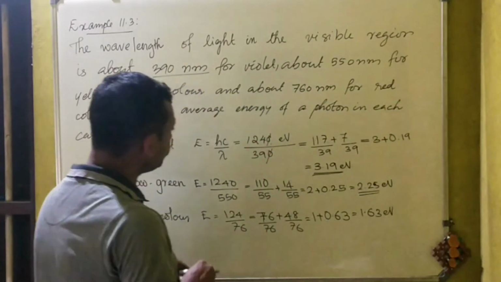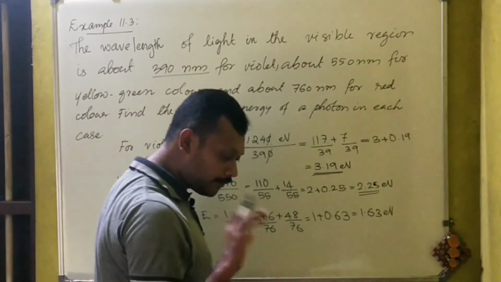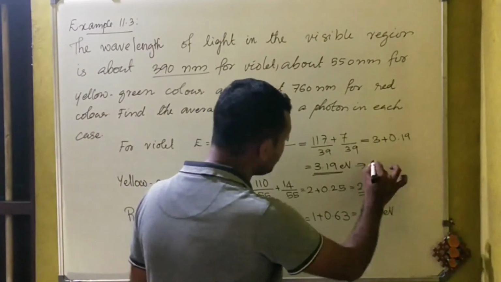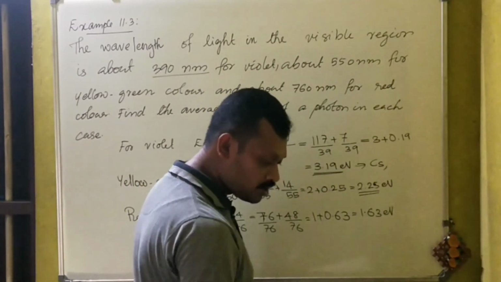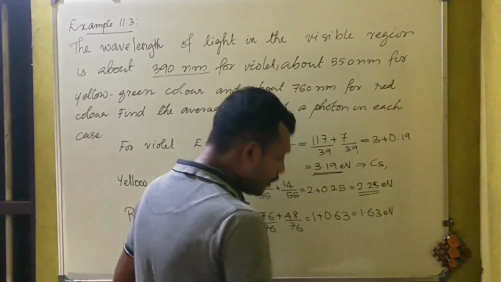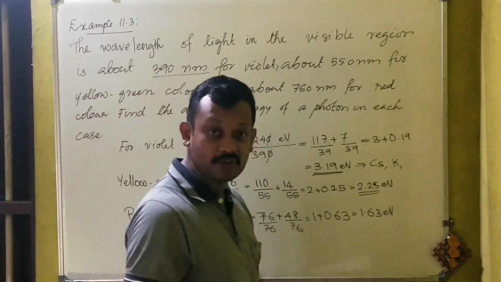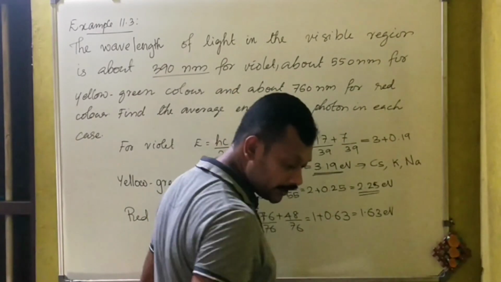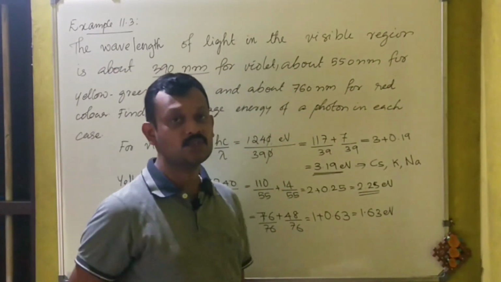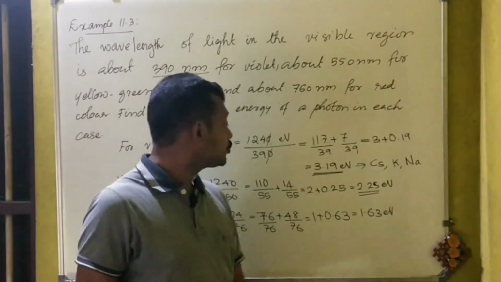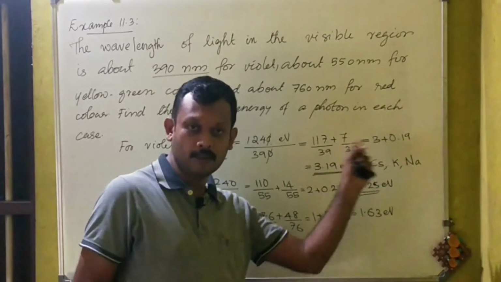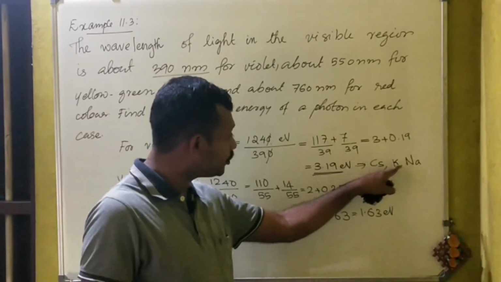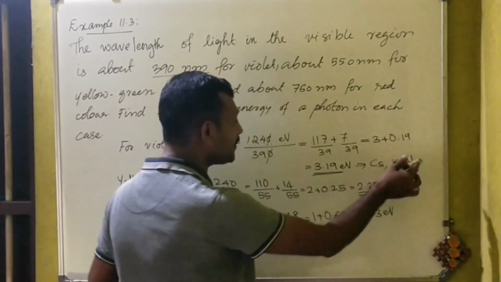So for violet the energy is 3.19. Now we can take all elements having work functions below this. We can look at table 11.1. You can see that cesium can be used here because its work function is 2.14 electron volt. Potassium we can use because its work function is 2.30 electron volt. Sodium we can use because its work function is 2.75 electron volt. So those metals whose work function is less than this value can be used for producing the photoelectric effect. So with the violet color we can work with cesium, potassium and sodium.